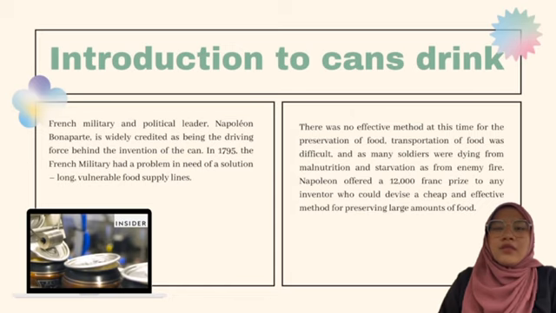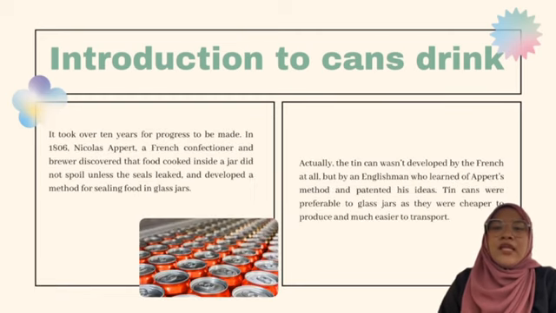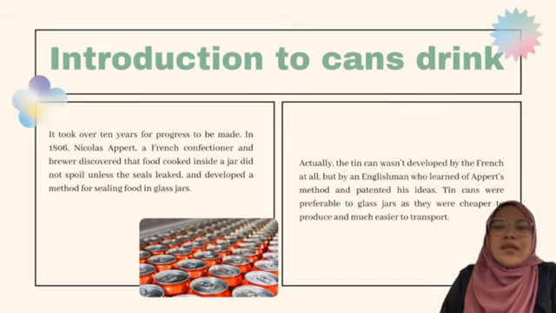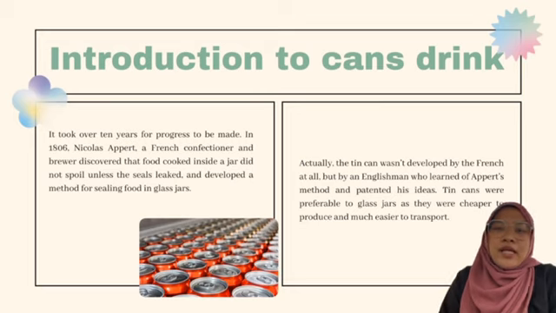Napoleon offered a 12,000 franc prize to any inventor who could devise a cheap and effective method for preserving large amounts of food. It took over 10 years for progress to be made. In 1806, Nicolas Appert, a French confectioner and brewer, discovered that food cooked inside a jar did not spoil unless the seals leak, and developed a method for sealing food in glass jars.